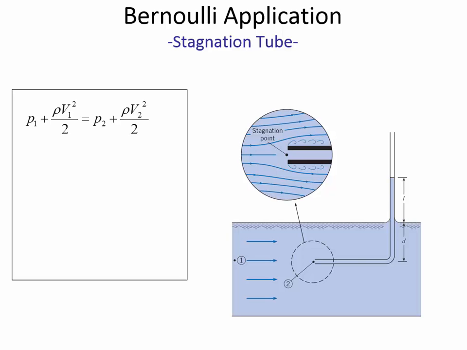Now, here's a simplification of Bernoulli's equation where it's written in terms of pressure rather than in terms of head. We've taken out the elevation term here because both location 1 and location 2 have equal elevation. And so we've just said Z1 equals Z2 and simplified Bernoulli's equation.